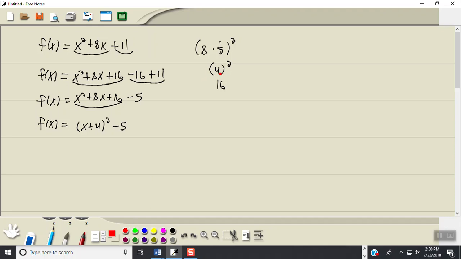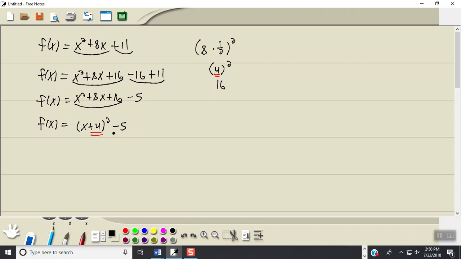Now I'm not some kind of factoring genius. Whatever number's right here before you square it, sign included, is always what goes right here. This is a positive 4, so I put a plus 4. If this is a minus 4, we would put a minus 4. Now that's our standard form.